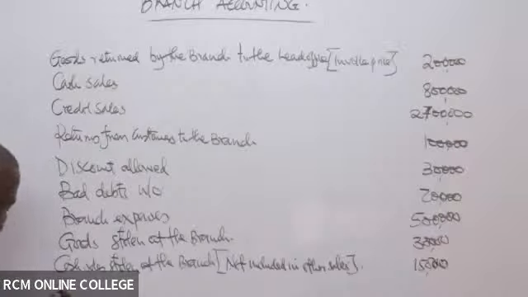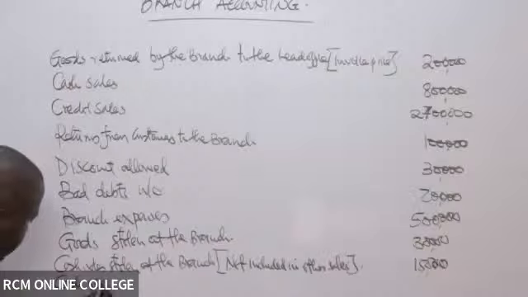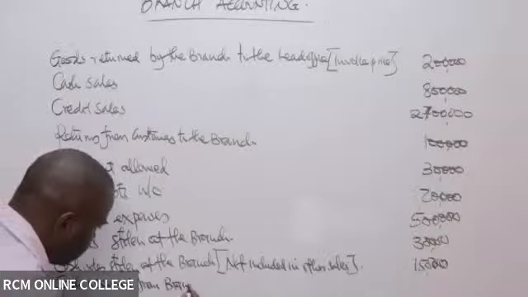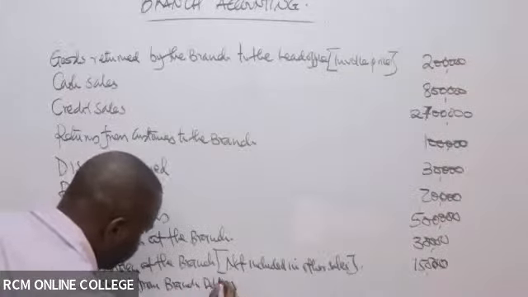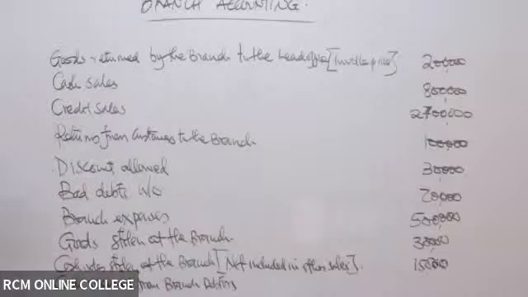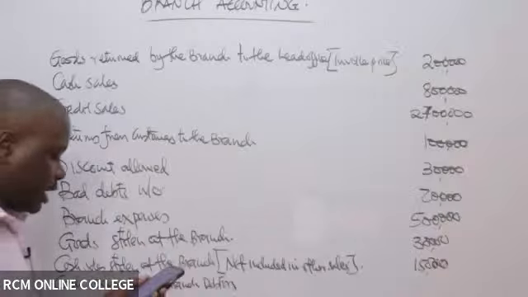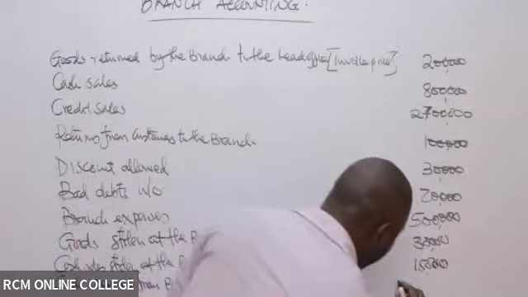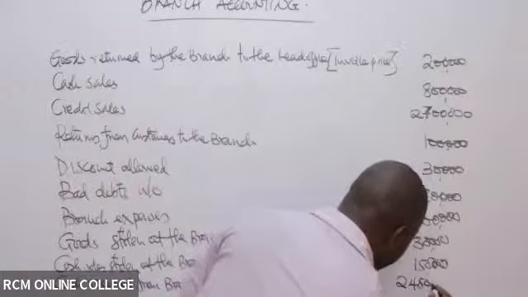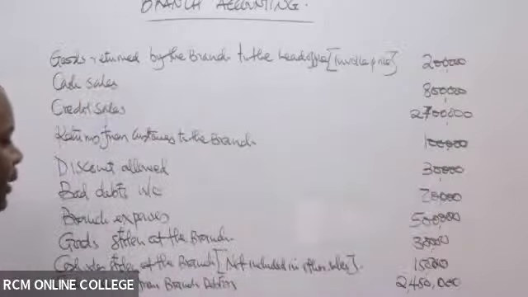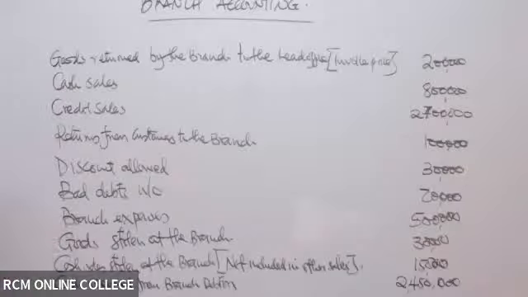Then the last transaction, cash received from branch debtors. So the debtors paid. It means it will reduce the branch debtors. Remember, we have a balance of branch debtors at the start of the year, the opening balance and the closing balance. In between, our debtors paid some money. That's why at the end we have the balance that you're having. But of course, we'll balance it and see the balancing figure. It was 2,450,000. That is what the debtors paid during the year. So these are the transactions that occurred during the year.